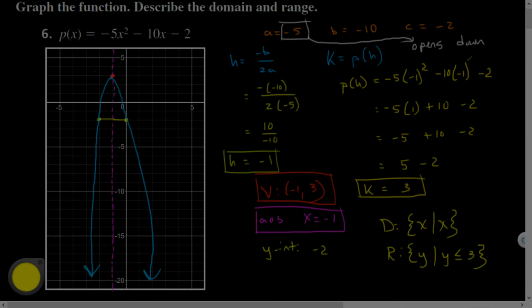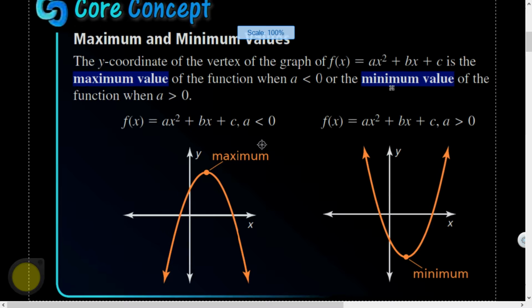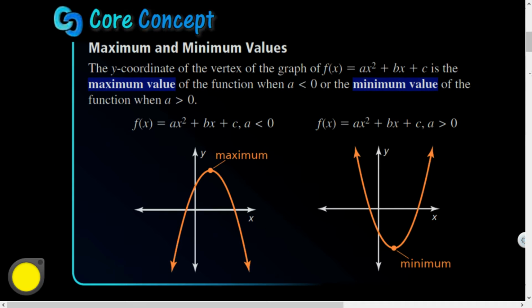Let's talk about this idea of maximum and minimum values. So the y-coordinate of the vertex of the graph is the maximum value of the function whenever a is less than 0. Okay, so it's opening down, right? If it's an opening down parabola, it's going to be a maximum because it'll be the top of the parabola.